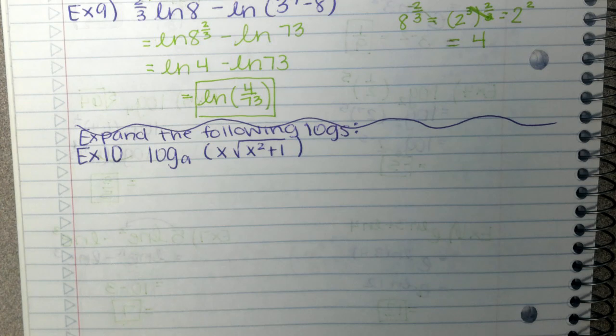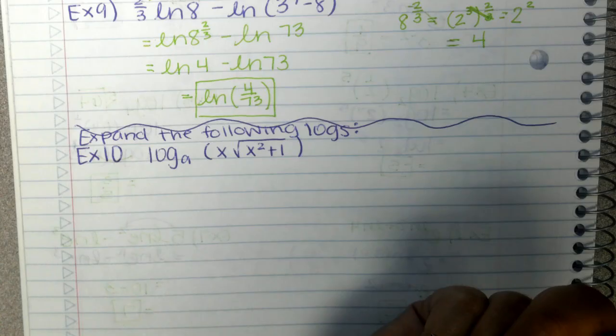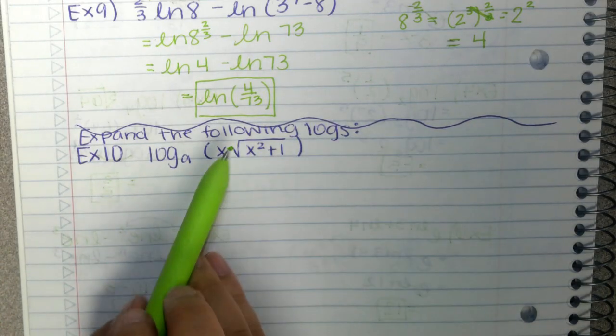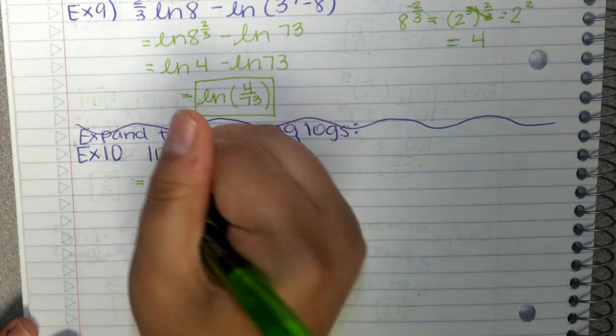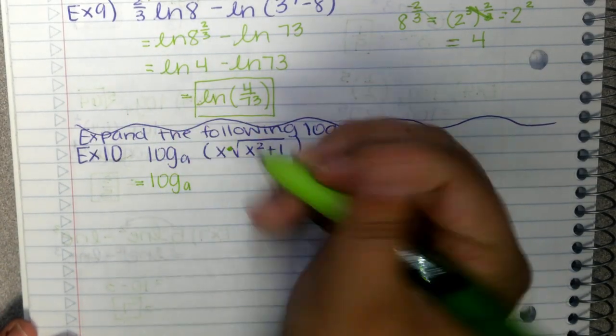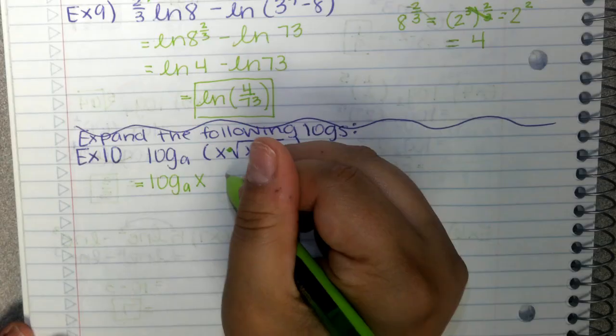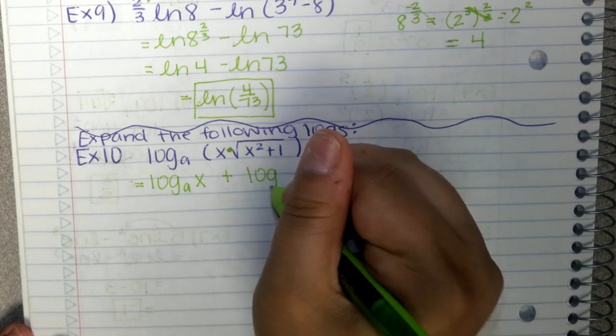What operation is happening here? Multiplication. Where? Do y'all agree there's a multiplication sign right here between these? So what can I do to these? You can add them. So I'm going to have log base A of x plus log base A.